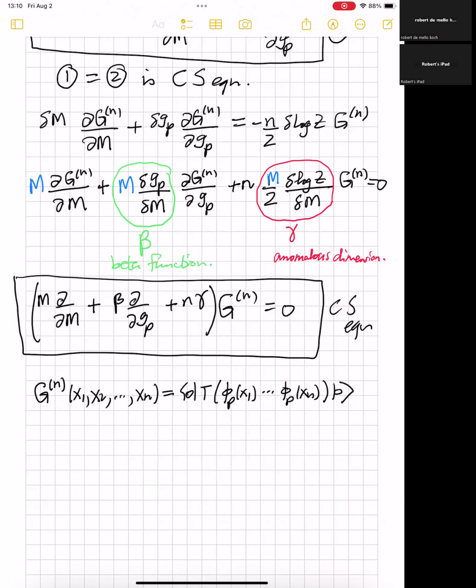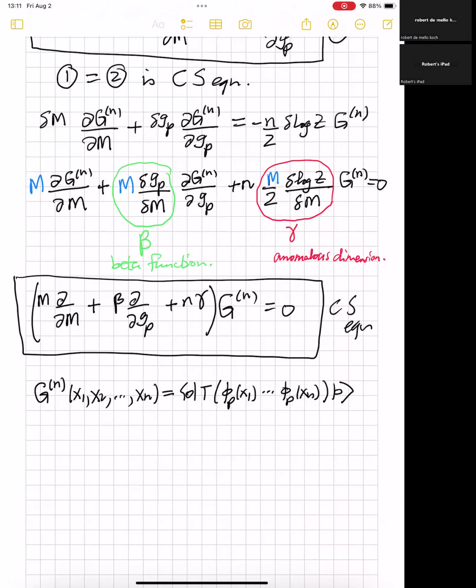So that's pretty remarkable. And calculating beta and gamma are very interesting. Beta tells us how the coupling constant changes when we change the scale of the theory. And gamma tells us how the field strength changes as we change the scale of the theory. So changing the scale of the theory will change both the coupling as dictated by the beta function and the field strength as dictated by the anomalous dimension.